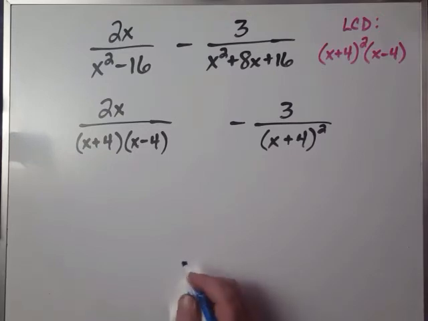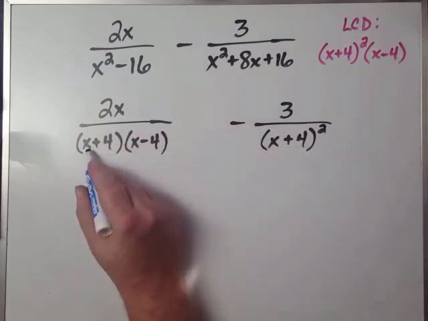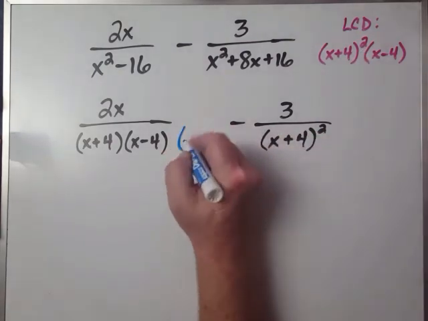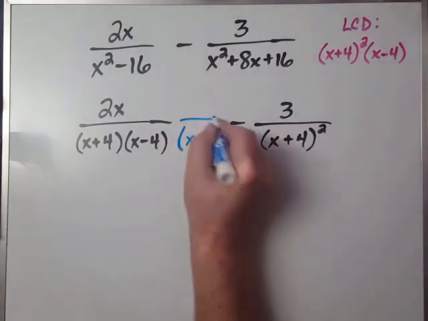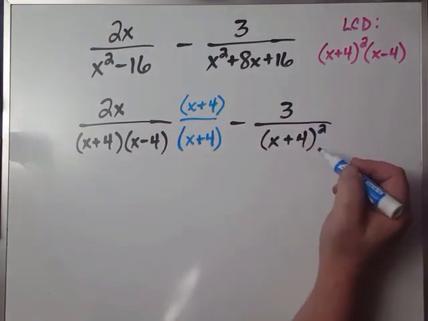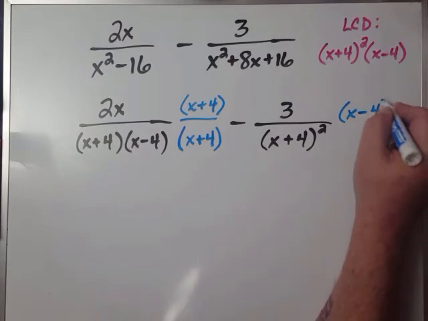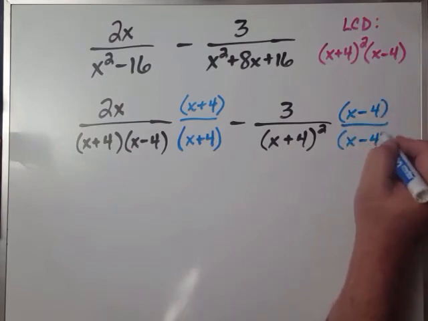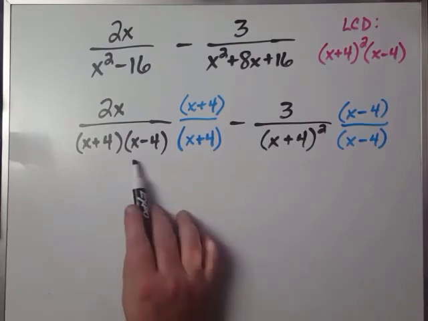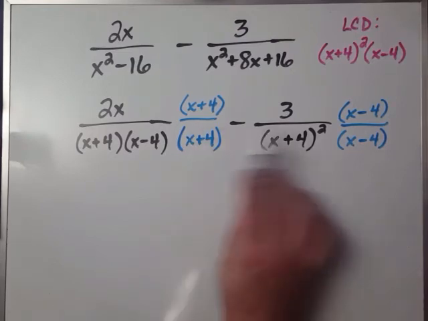And so now we ask, what's missing? What's missing from this first denominator? Well, I have an x plus 4, I have an x minus 4, I just need one more x plus 4. Out of my second denominator, what's missing? I've got both of my x plus 4s. It just needs an x minus 4. Strictly speaking, we have a common denominator now. It's about time to subtract my numerators.